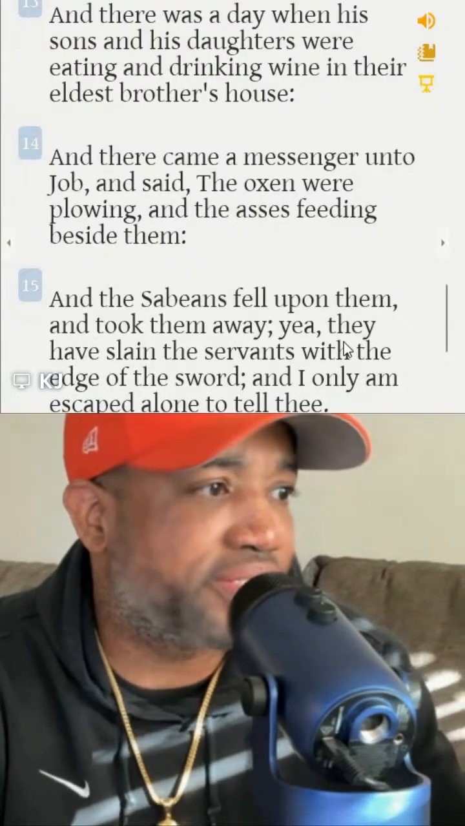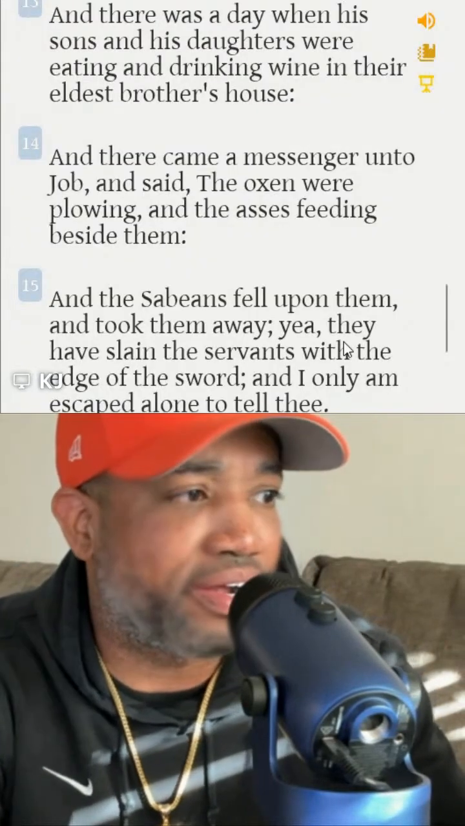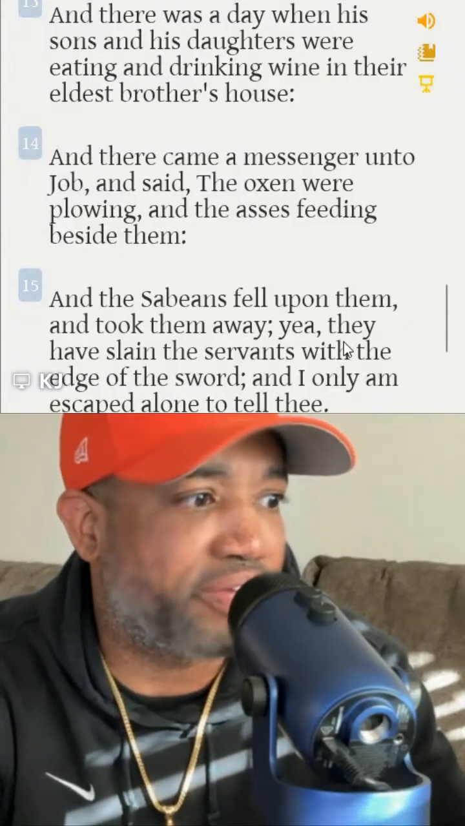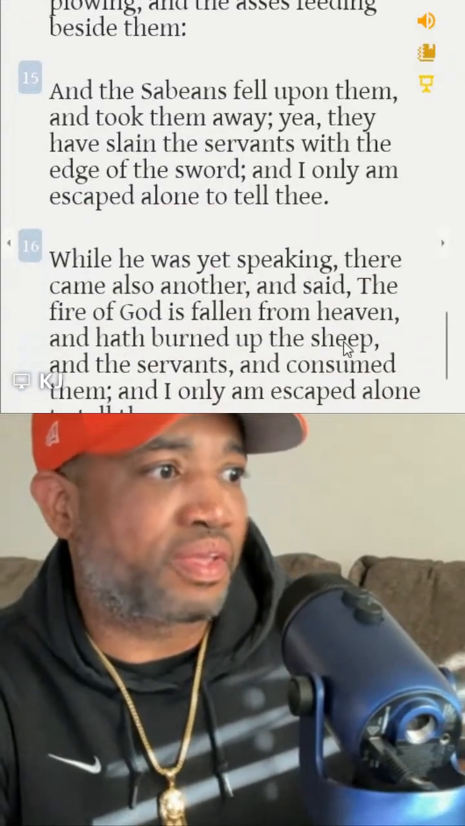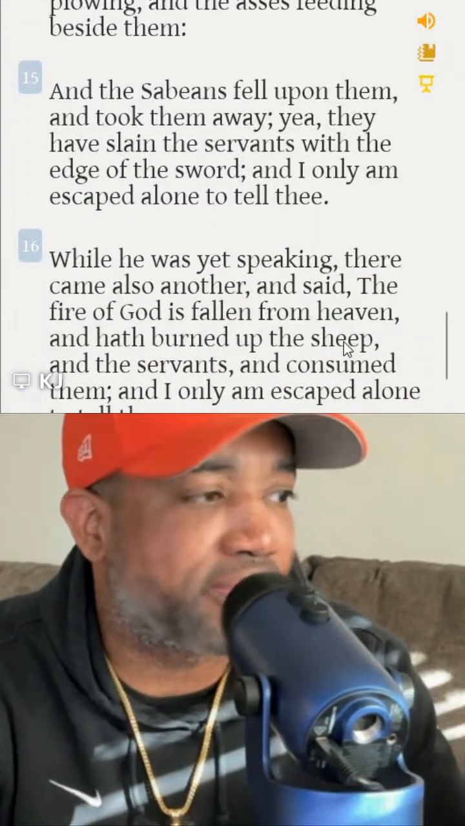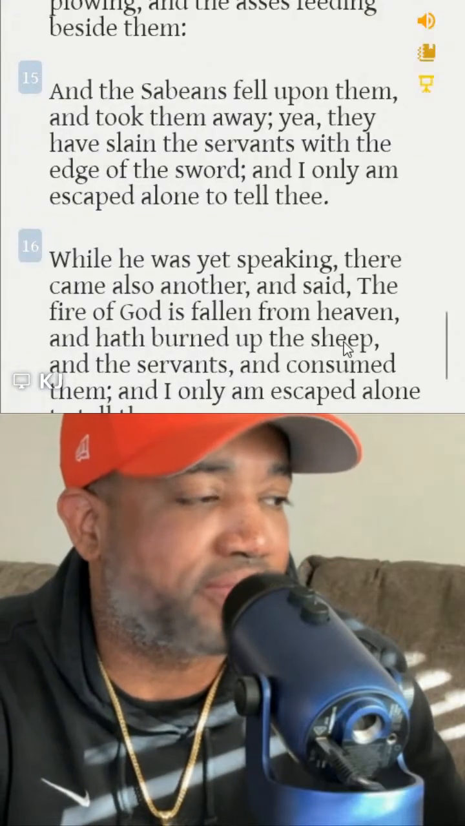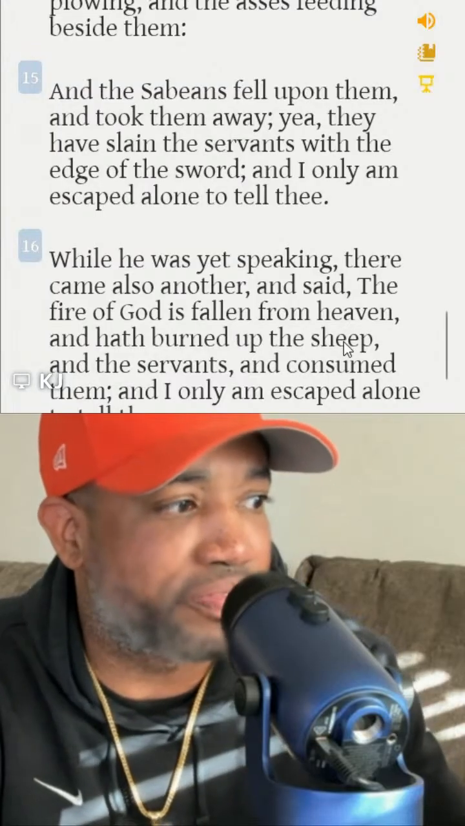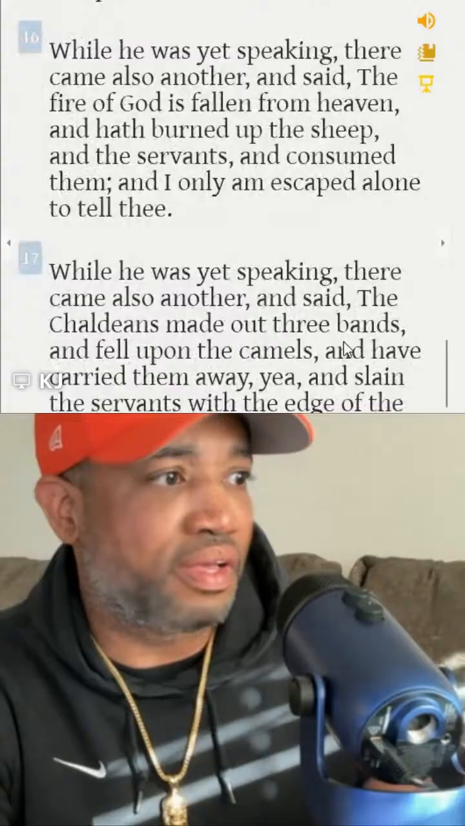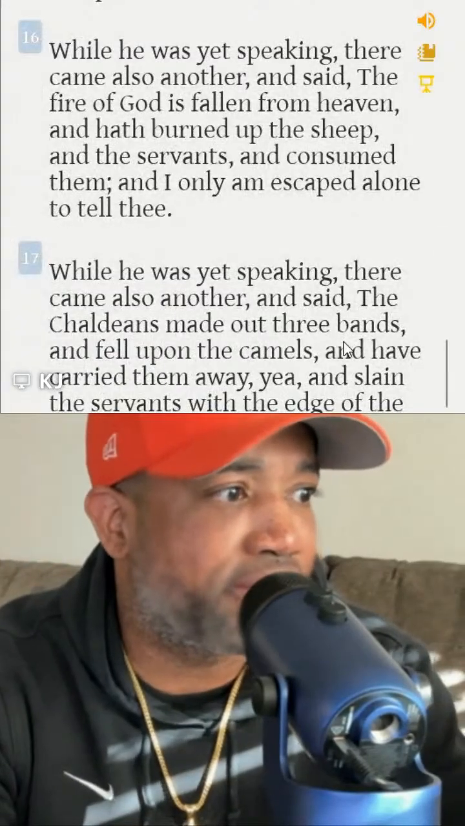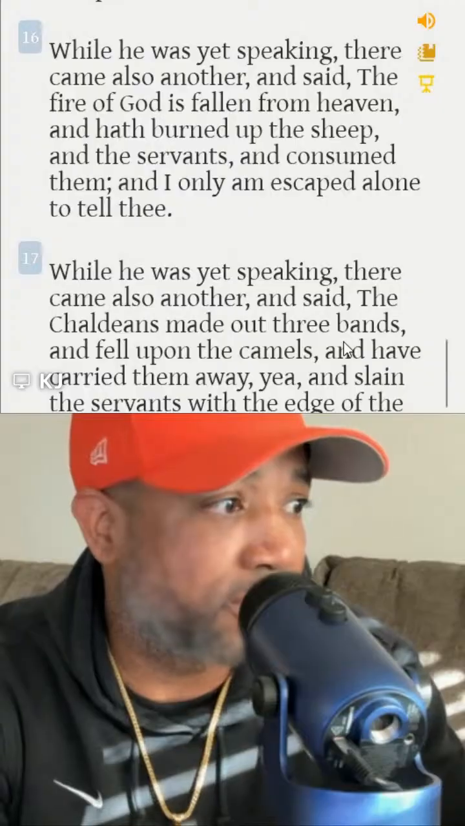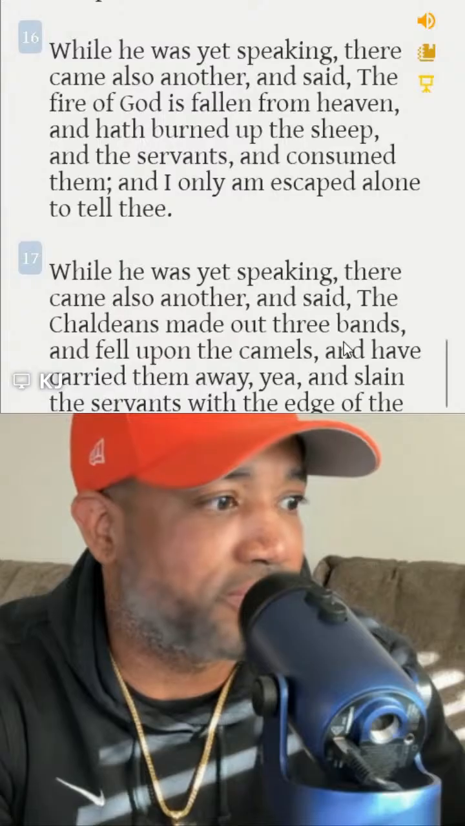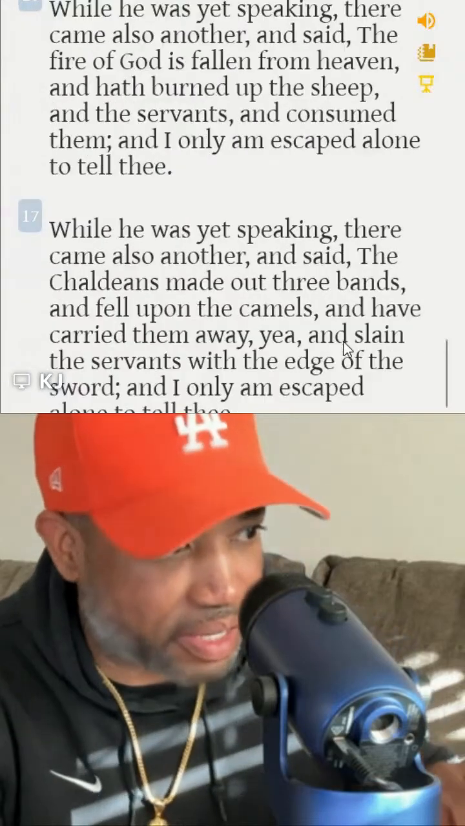And there was a day when his sons and his daughters were eating and drinking wine in their eldest brother's house, and there came a messenger unto Job and said, "The oxen were plowing, and the asses feeding beside them, and the Sabeans fell upon them and took them away. Yea, they have slain the servants with the edge of the sword, and I only am escaped alone to tell thee." While he was yet speaking, there came also another and said, "The fire of God is fallen from heaven and hath burned up the sheep and the servants and consumed them, and I only am escaped alone to tell thee."